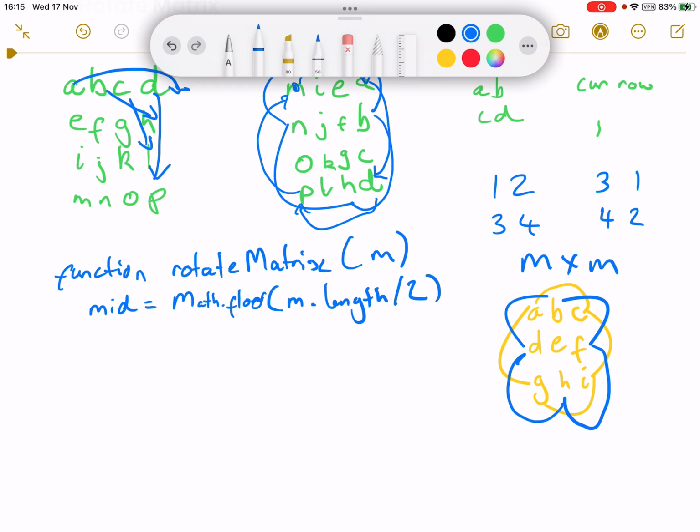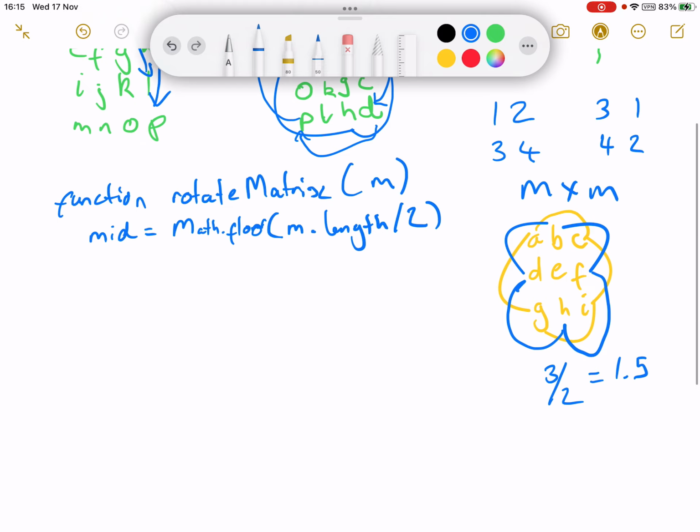Yeah, so m dot length of 2. So 3 over 2 should be 1.5. But then, should it just be ceiling instead? What's the middle? Yeah, it shouldn't be floor.